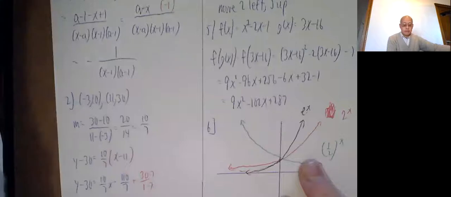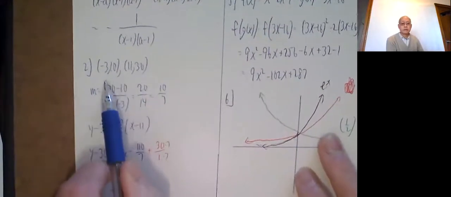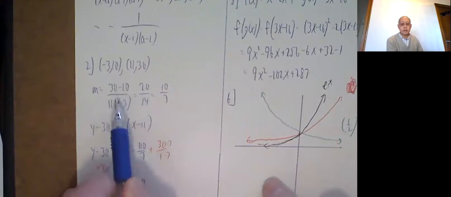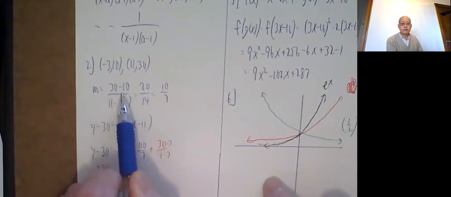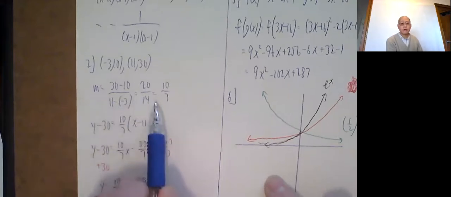Number 2, find a function which is linear, which passes through these 2 points. So first I find the slope, y2 minus y1, 30 minus 10, over x2 minus x1, 11 minus a negative 3. That's 20 divided by 14, which is 10 over 7.